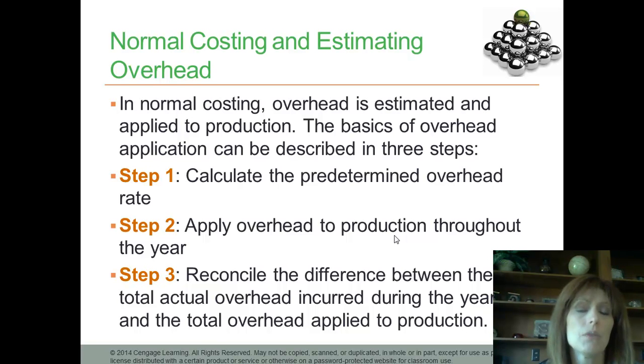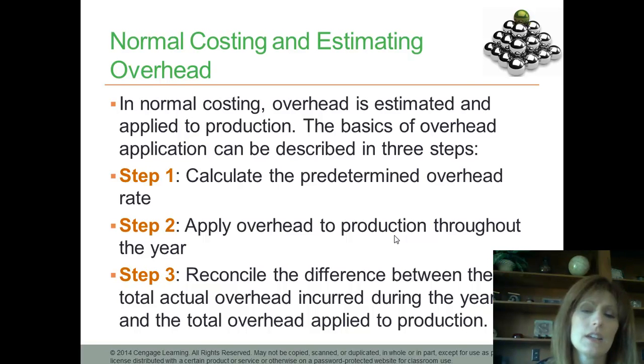And step two, I'm going to apply that overhead to production throughout the year. So again, if I'm building my custom home and I decide, you know what, $10 a square foot is what's going to be the overhead cost, then as I build each home, depending on its square footage, I take $10 times its square footage and assign it an overhead cost.